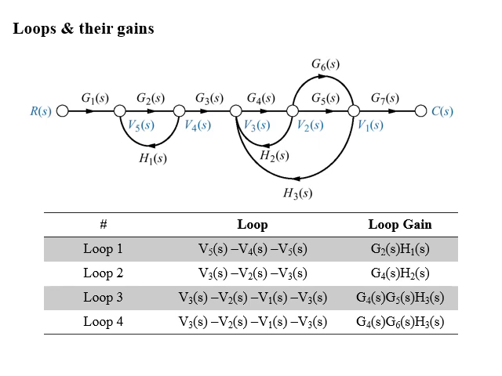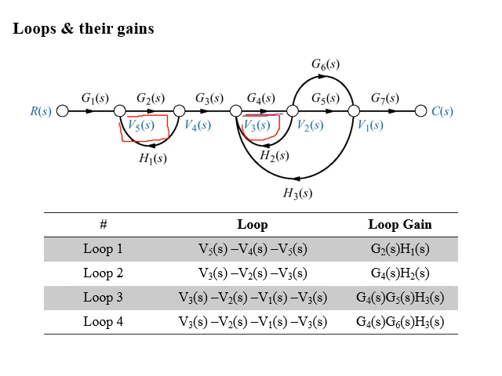Loop 1 starts from V5, then goes to V4 and ends on V5. And it has a loop gain of G2(s) into H1(s). Loop 2 starts from V3(s), then goes to V2(s) and ends on V3(s). And it has a loop gain of G4(s) into H2(s).